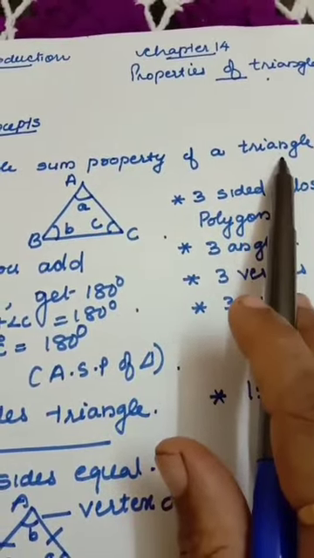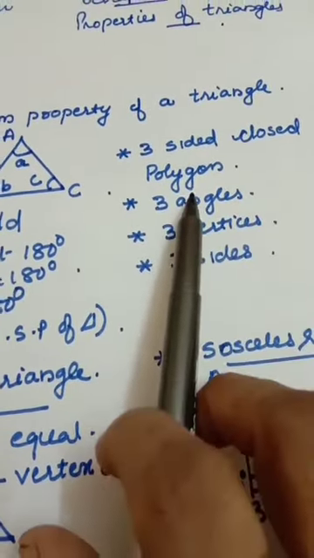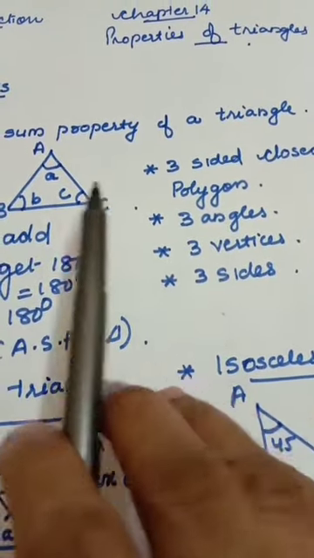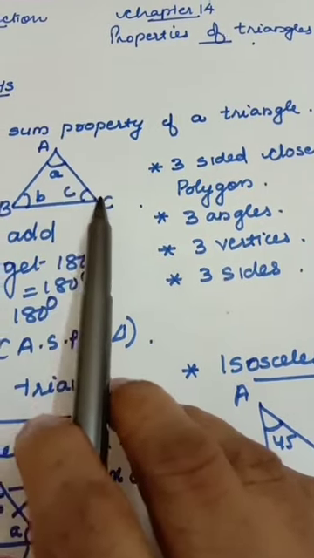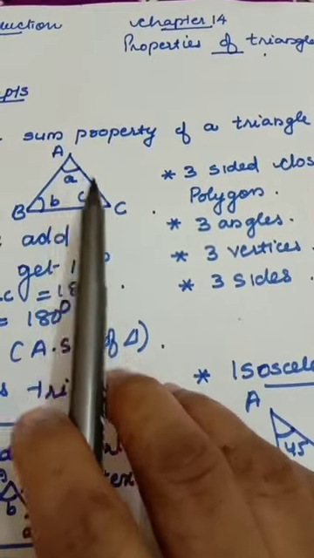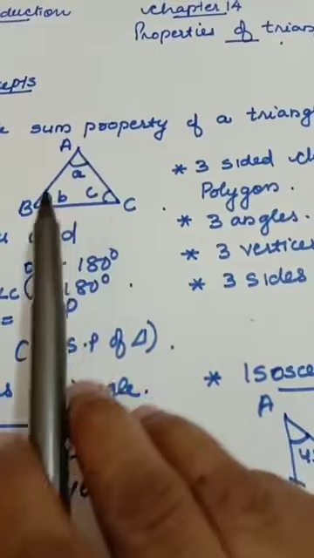First you have to understand what is triangle. Triangle means three-sided closed polygon. Polygon meaning made up of straight lines. Made up of three straight lines, a closed figure. Three-sided closed figure with straight lines only is called a triangle.